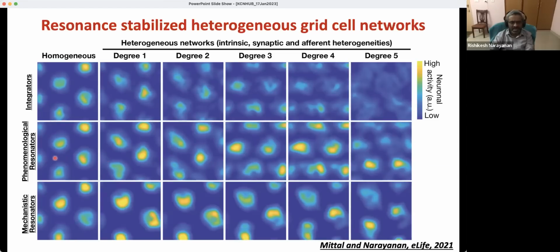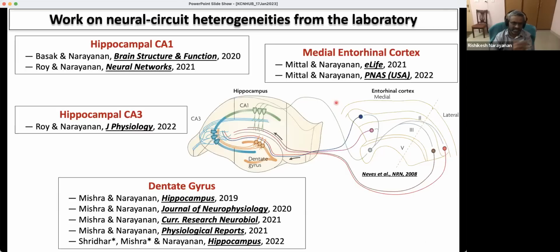But if you replace the neurons by resonators, where we are now suppressing the perturbations that are observed as a consequence of heterogeneities, you see that you still have this grid pattern firing coming forth. Right. So the resonance was something that was able to stabilize these heterogeneous grid cell networks, and that's another thing.